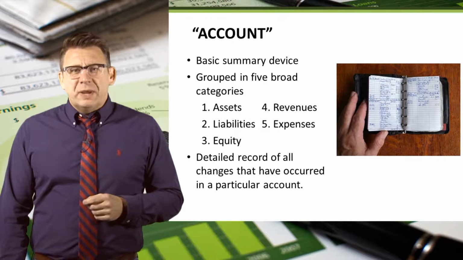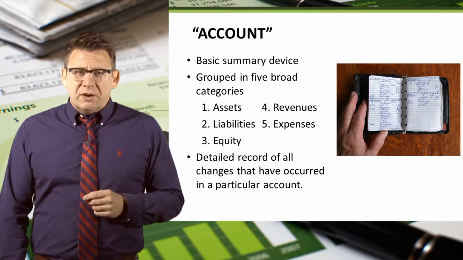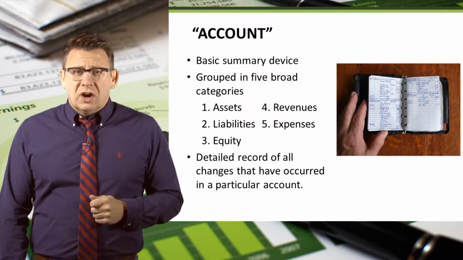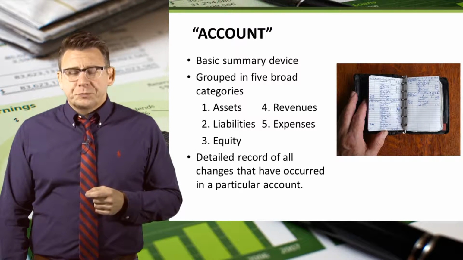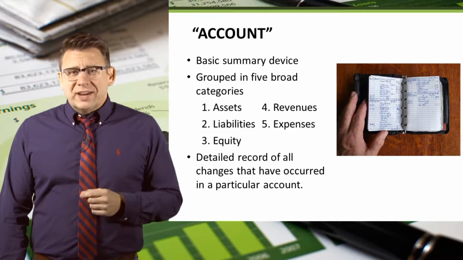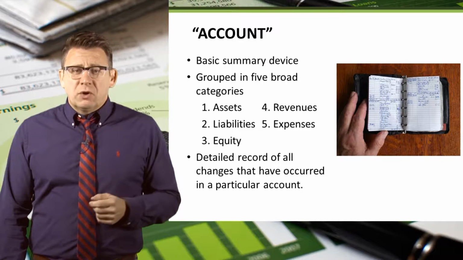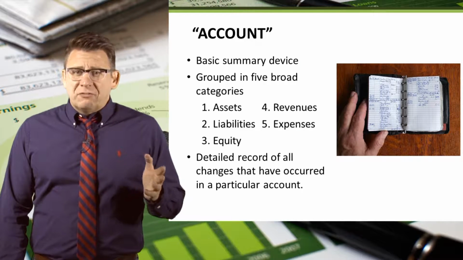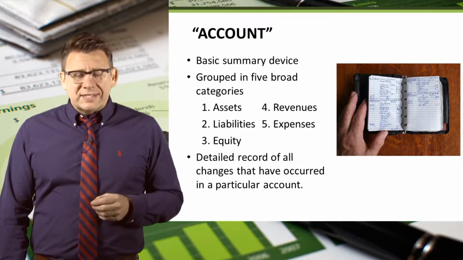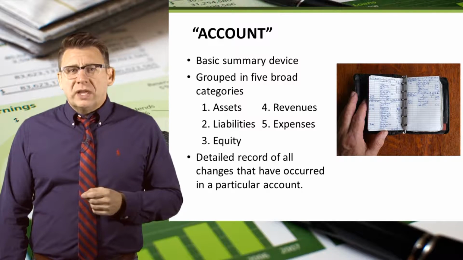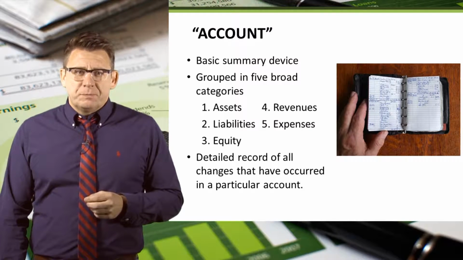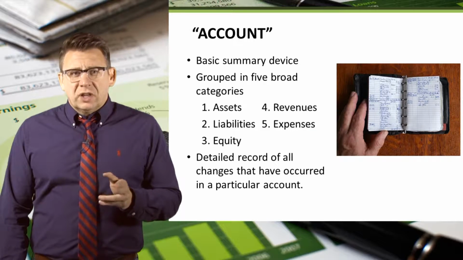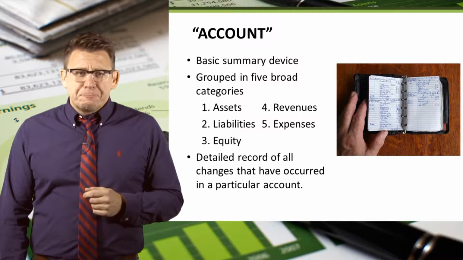An account is a basic summary device used in accounting. All of the related transactions to a particular account are recorded in that account. For example, all of the transactions affecting cash would be recorded in the cash account. Accounts are grouped into 5 broad categories, which include assets, liabilities, equity, revenues, and expenses. We will learn how financial data moves from the journal into the account later.